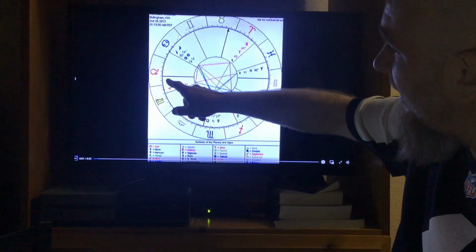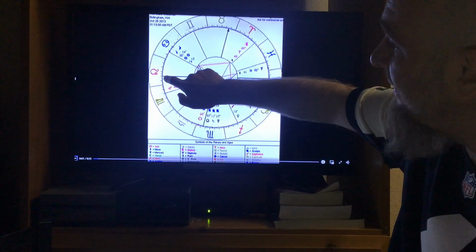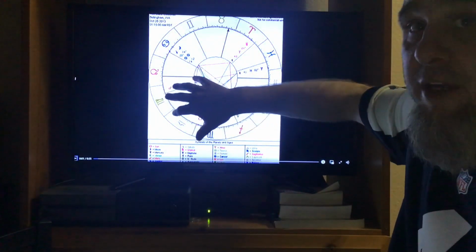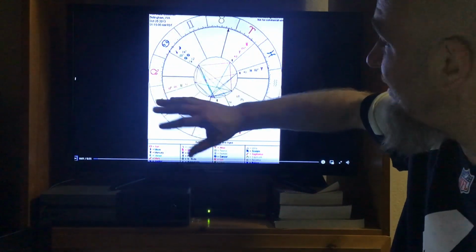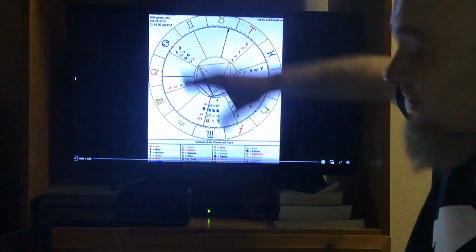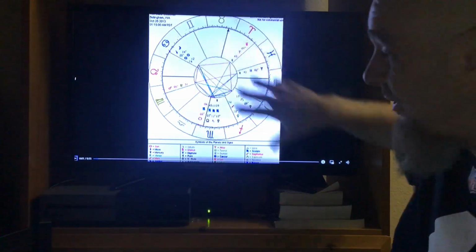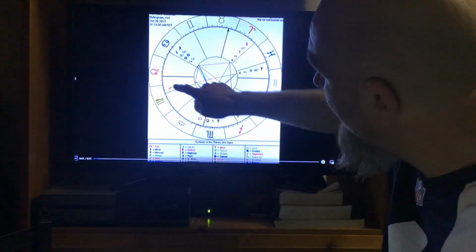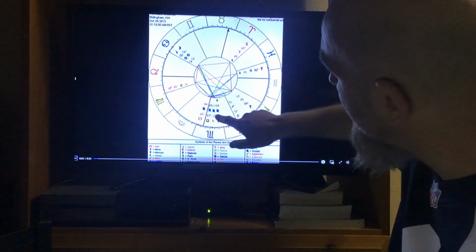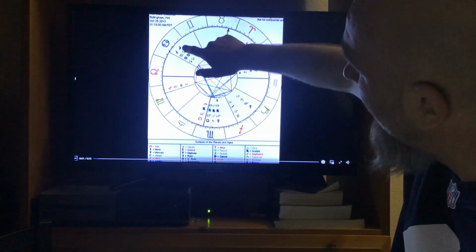So this is your first house. This will always be your first house. That point right there will always be your ascendant. It doesn't change on any chart. What will change, obviously, as you've seen in the movement, is that everything rotates. So first house, second house, third house, fourth, fifth, sixth, seventh, eighth, ninth, 10th, 11th, 12th.